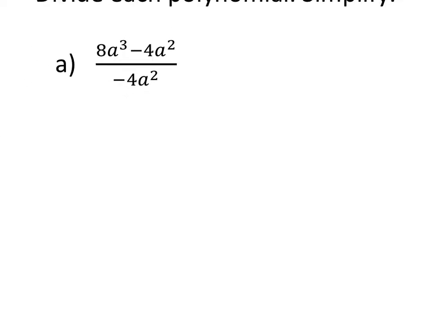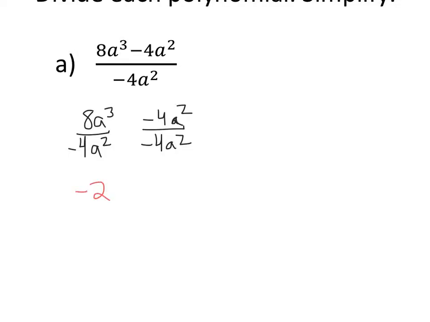So I have two terms up top. I've got a binomial. I have 8a to the third and negative 4a squared. Each of them I can split apart and give the same denominator, negative 4a squared. And then simplify. 8 divided by negative 4 is negative 2. A to the third divided by a squared is a to the first.